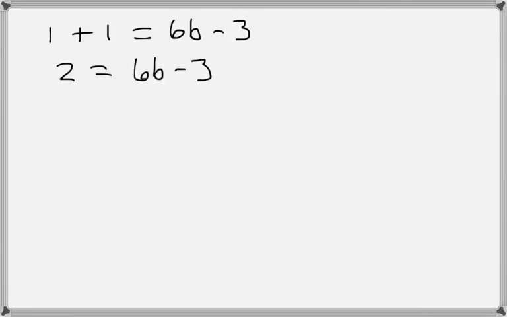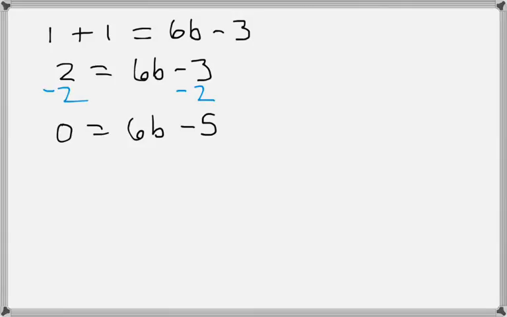Let me switch colors again. Go back to the black here. We were left with the 1 plus the 1 because the negative 4b and the plus 4b canceled out, was equal to, now we have our 2b plus that 4b gives us 6b minus 3. 1 plus 1 is 2, is equal to 6b minus 3. Now we can subtract 2 from both sides. That's going to give us 0 is equal to 6b minus 5.